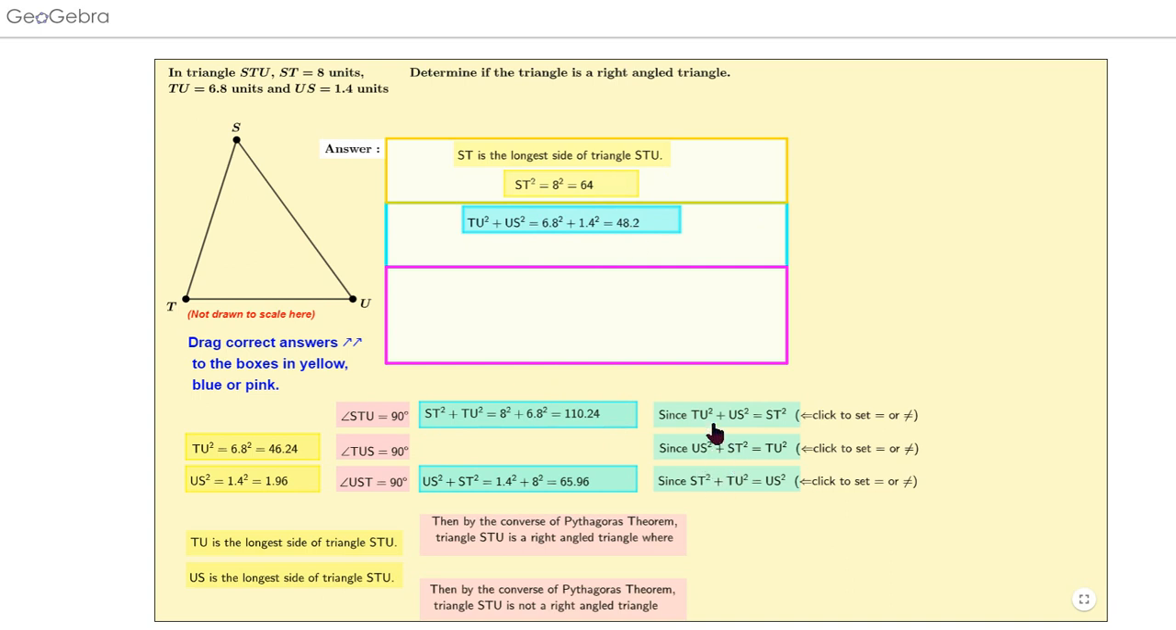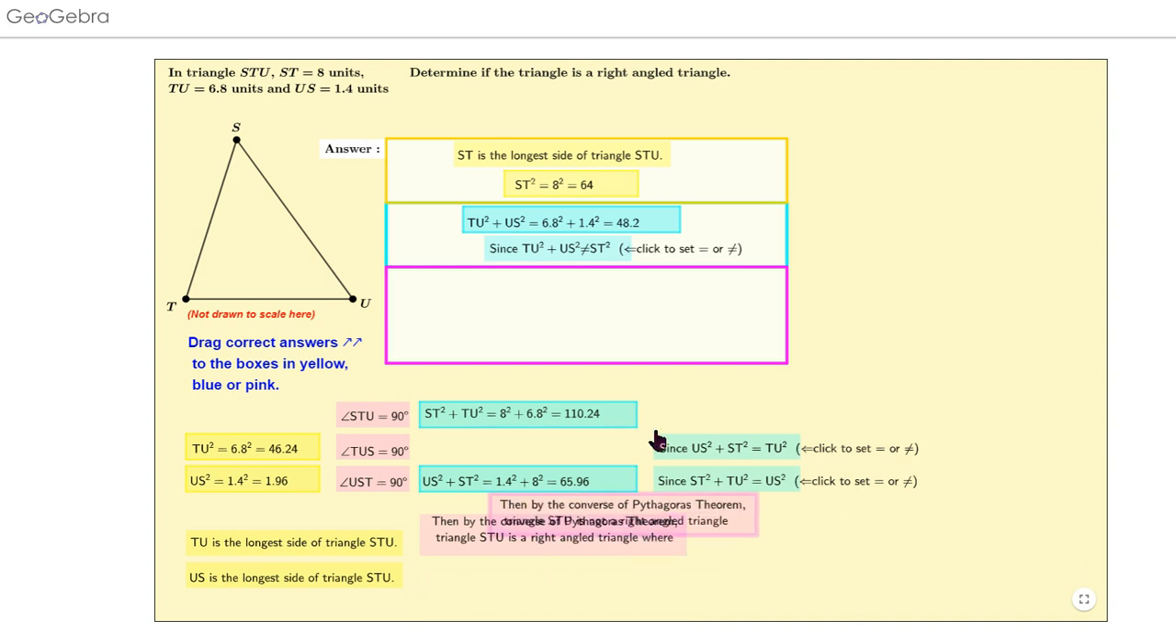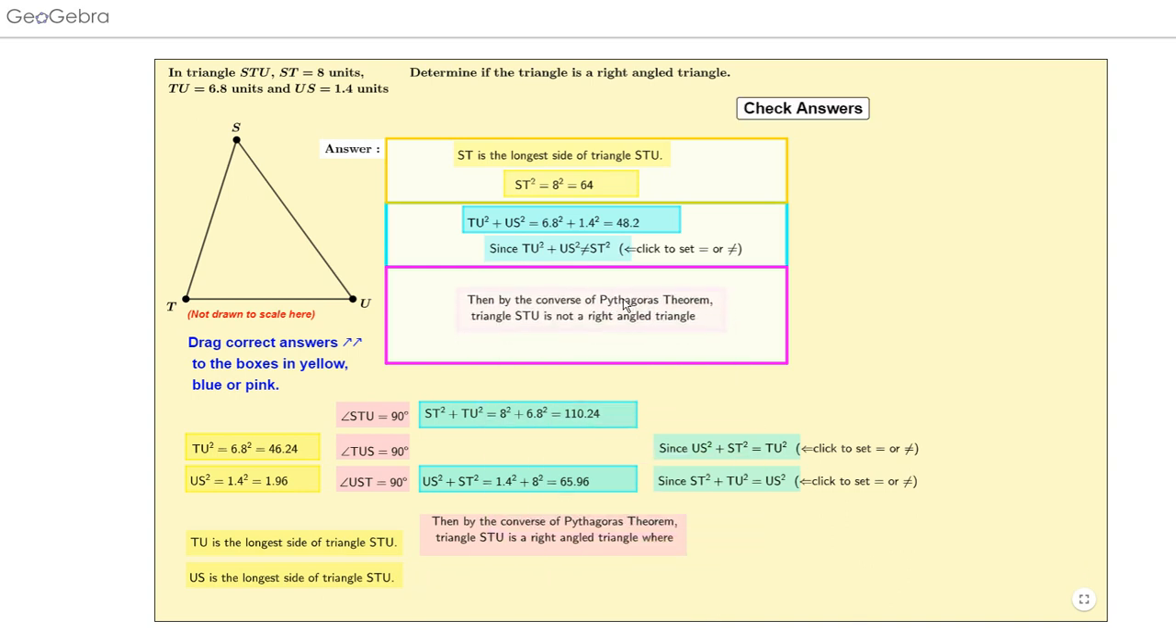Since the sum of squares of the remaining two sides is not equal to the square of the longest side, a second click on the expression will show that they are not equal. Right, then let's conclude that by the converse of Pythagoras' theorem, the triangle is not a right angle triangle. Check. Yes, you've got the answer correct.